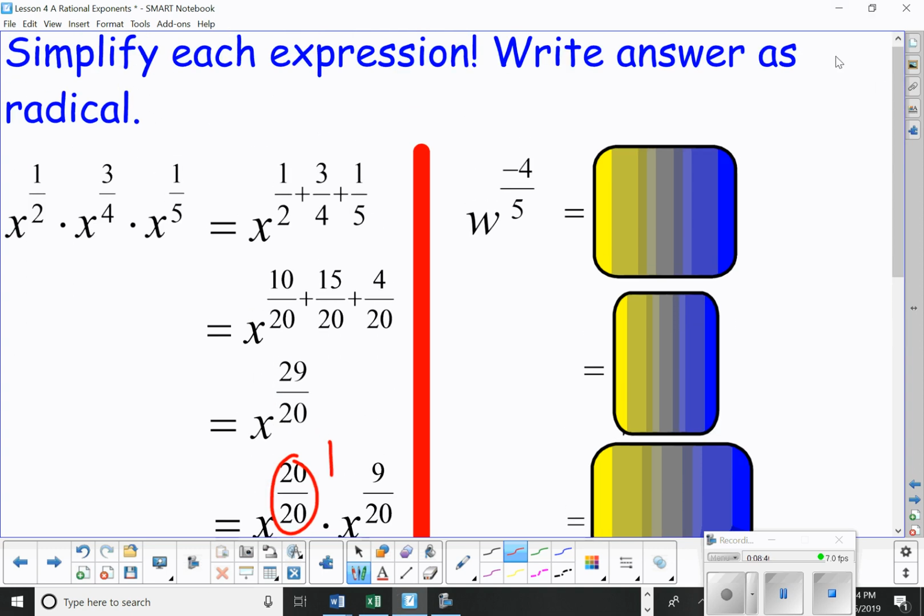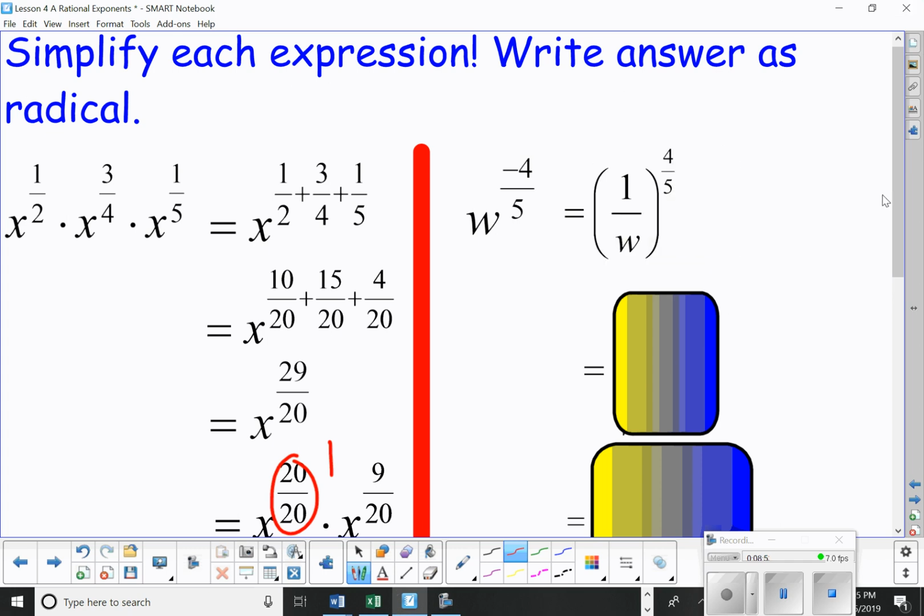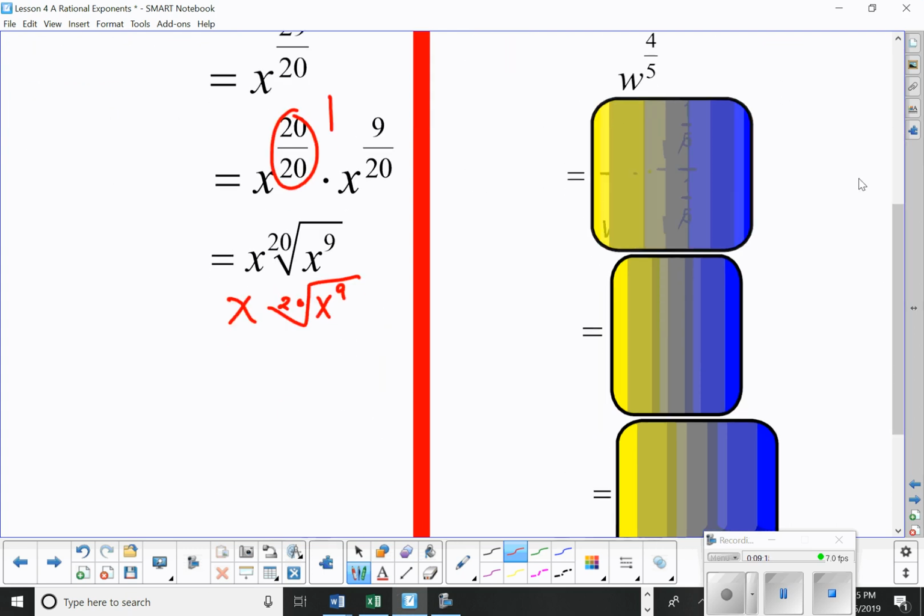Now, when we come over here, we have w to the negative 4/5. Well, let's think about this. First, the negative tells me I want the reciprocal. So now I've got 1 over w. Now, remember that both the numerator and the denominator go to the 4/5 power. So I do 1 to the 4/5 over w to the 4/5. Well, 1 to anything is just 1.